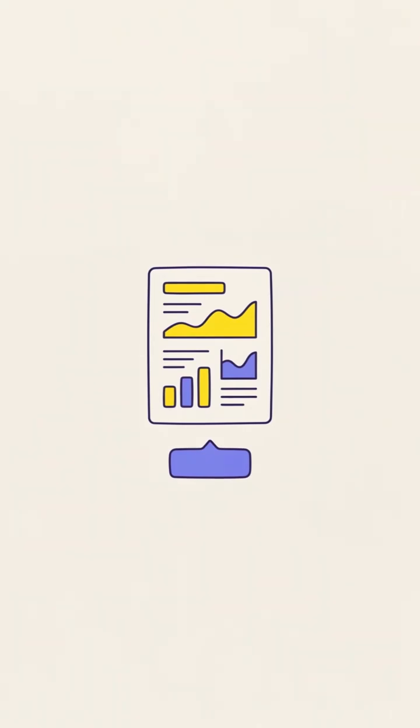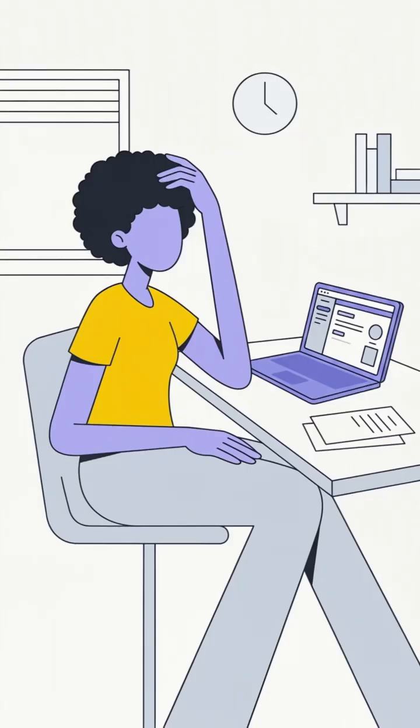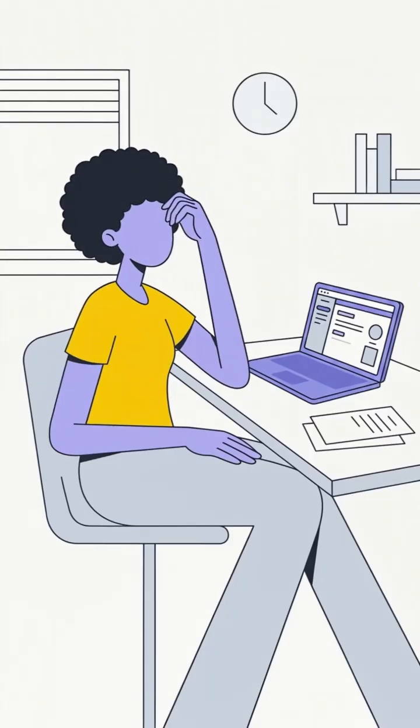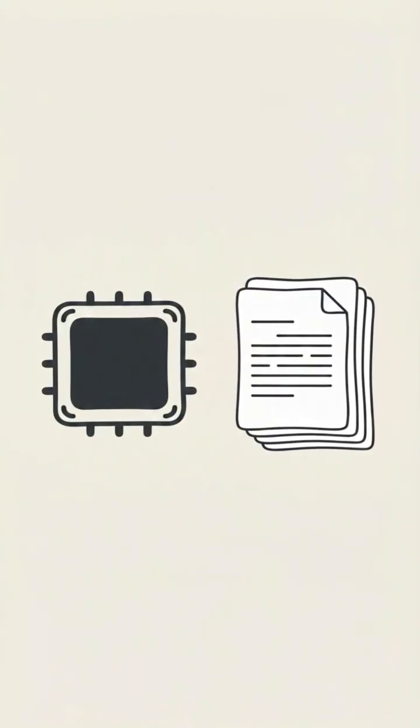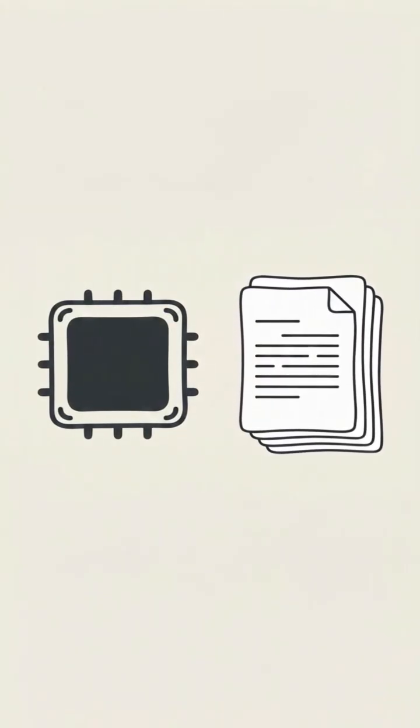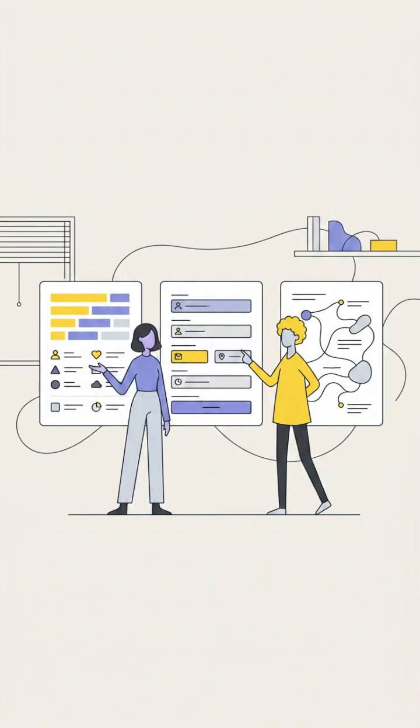Types of data in artificial intelligence. Have you ever wondered how artificial intelligence understands information? Before AI can learn, it first needs data. But not all data is organized in the same way.